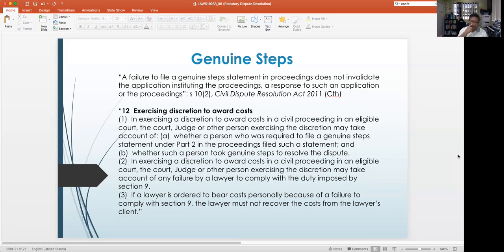Okay, and there's also under subsection 3 of Section 12, if a lawyer is ordered to bear costs personally because of failure to comply with Section 9, the lawyer must not recover the cost from the lawyer's client. In other words, under subsection 2, the lawyer can be assessed costs for failing to comply with the duty under Section 9.